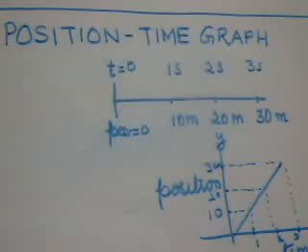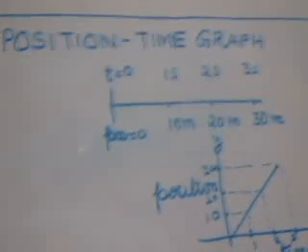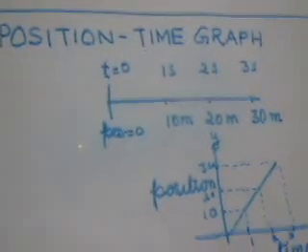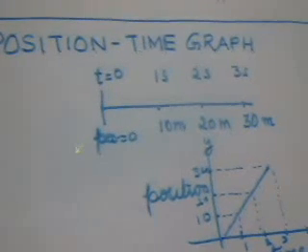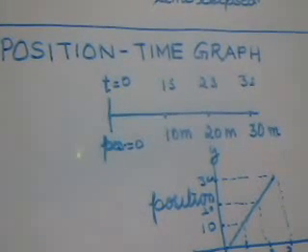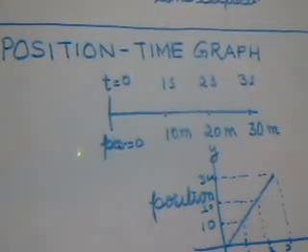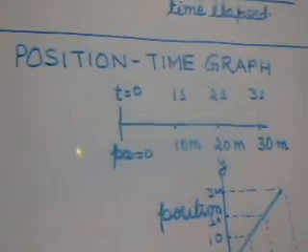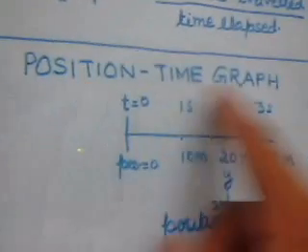Later on we will go on to understand the slope of the graph, what is secant, what is tangent, so that various terminologies such as displacement, instantaneous velocity, instantaneous acceleration may be understood easily. Here we have a position time graph.